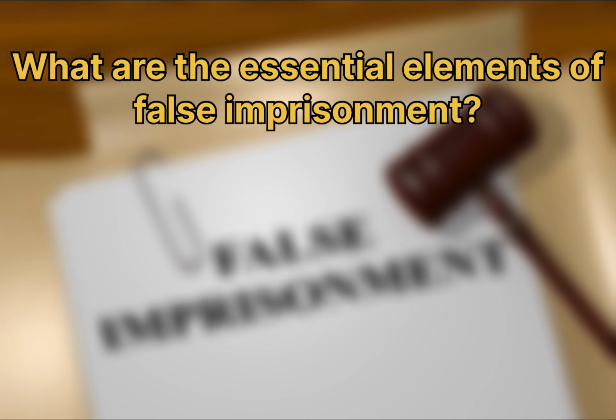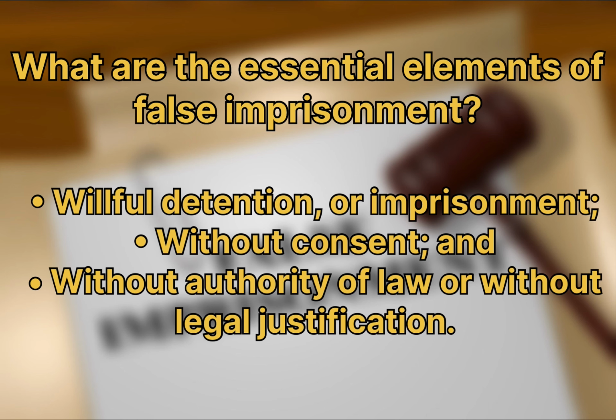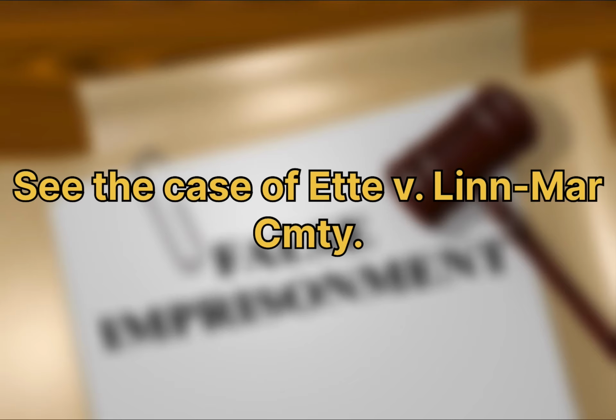Now let's look at the elements of this particular tort. What are the essential elements of false imprisonment? There are 3. One, there should be willful detention or imprisonment. Two, there should be the absence of consent. And three, there also should be the absence of the authority of law or the absence of legal justification to occasion this particular imprisonment. You can look at the case of It versus Lynn Ma.